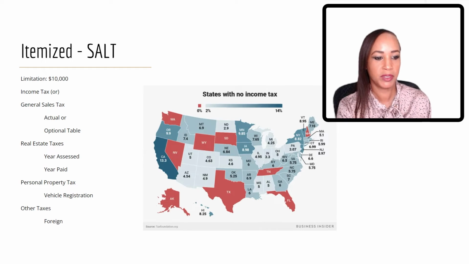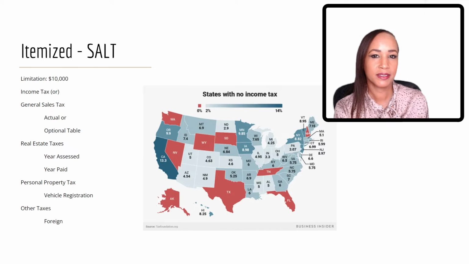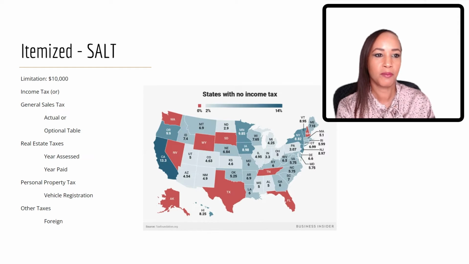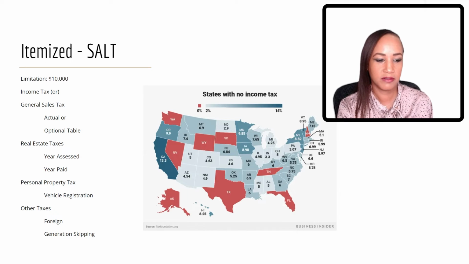deduct may potentially be foreign tax, but there are other ways to take advantage of tax credits and exclusions from income if you have foreign income. So you might want to look at that before you look at itemizing any foreign. And then there's the generation skipping tax you may be able to take advantage of here.